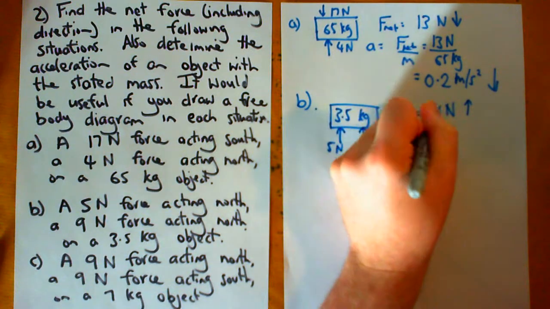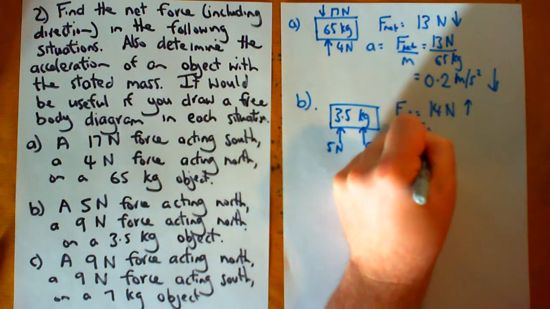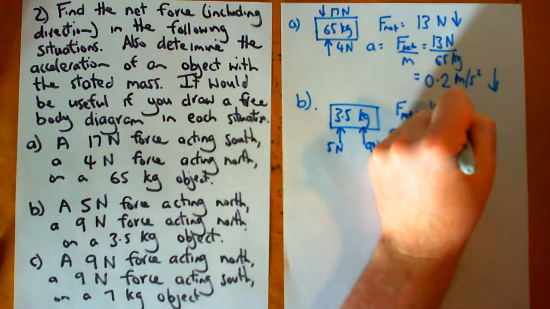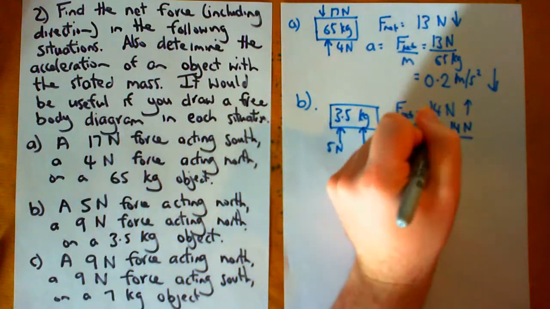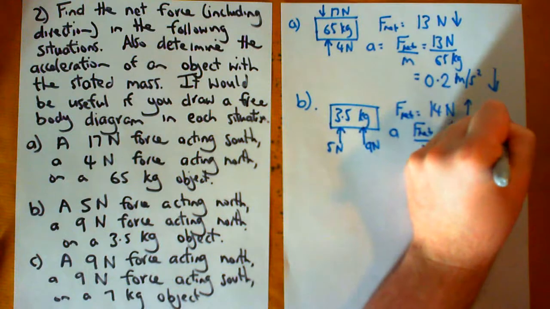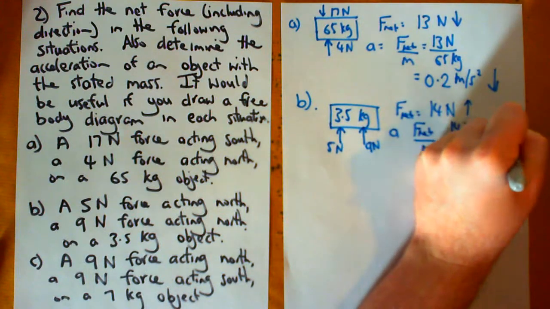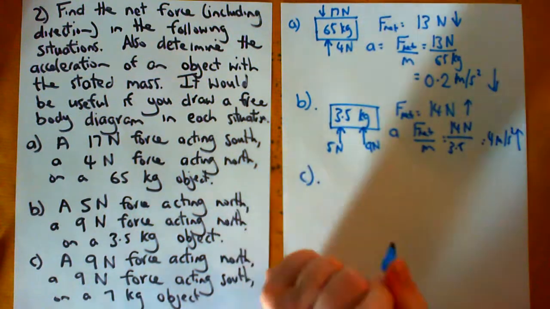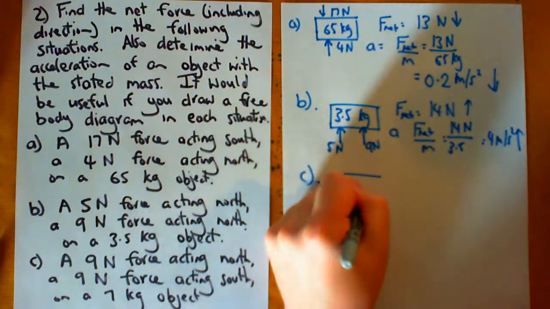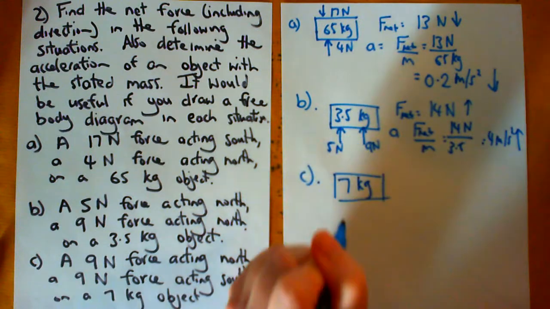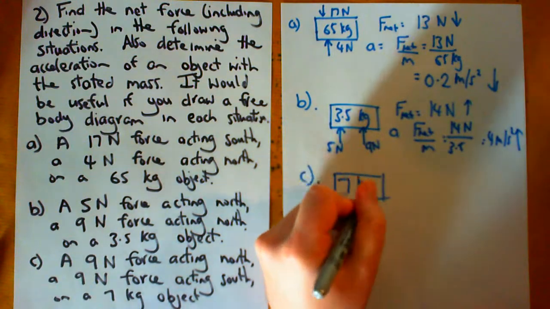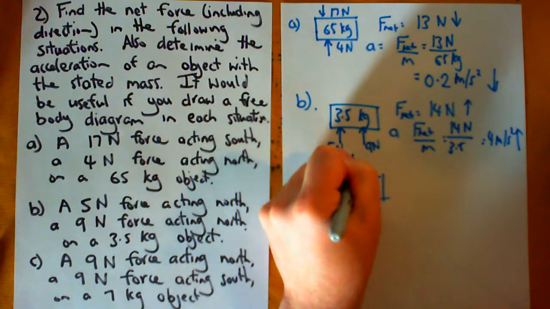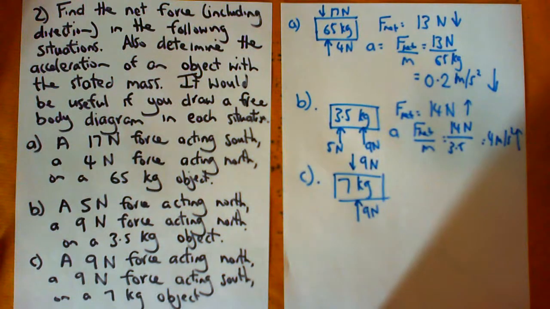Acceleration equals the net force divided by the mass, which is, we've got a net force which is 14 divided by the mass is 3.5, so that is 4 meters per second squared acting north. And question C, let's draw our free body diagram. We have a 7 kg object. We've got a 9 Newton force acting north, and 9 newtons acting south as well.